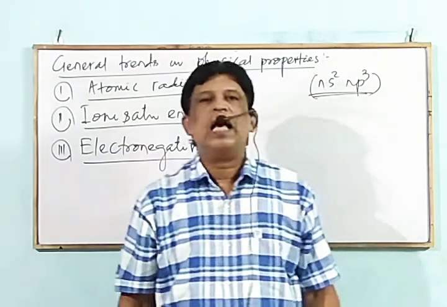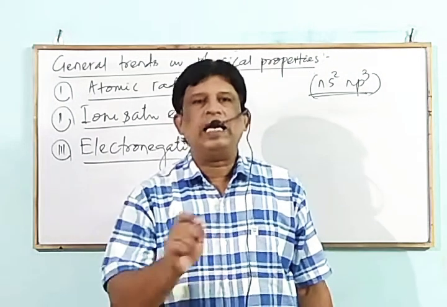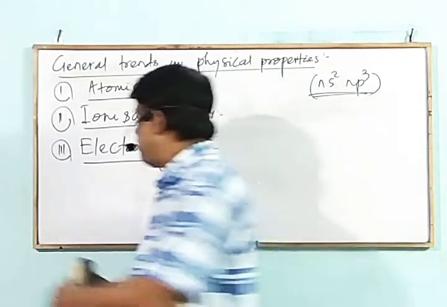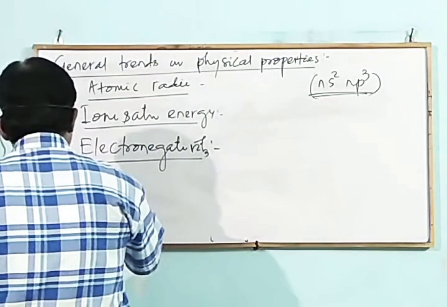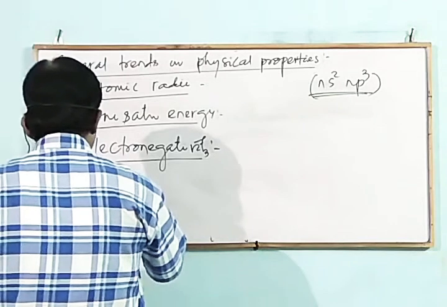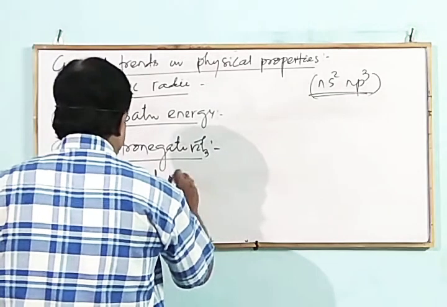Next we discuss another property, that is metallic and non-metallic character. Next one is metallic and non-metallic character.